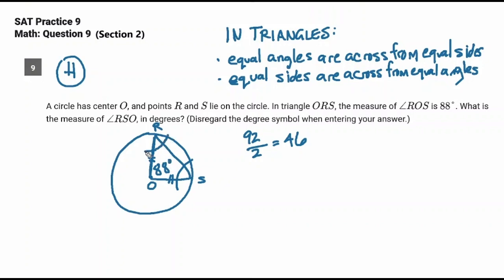What are equal angles across from? They're across from equal sides. So that means that this angle and this angle, which are across from two equal sides, are equal. There's 92 degrees in these two angles. You divide it by 2, and you get to 46. And that's the answer. You can get this right very quick and move on.